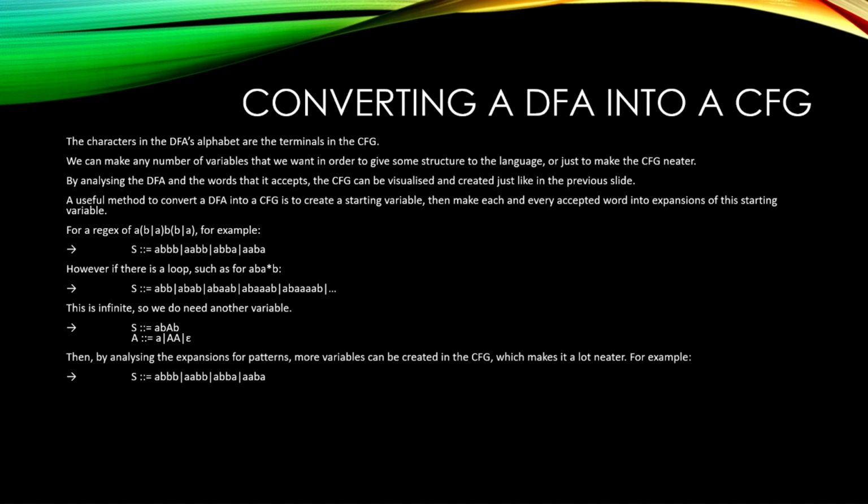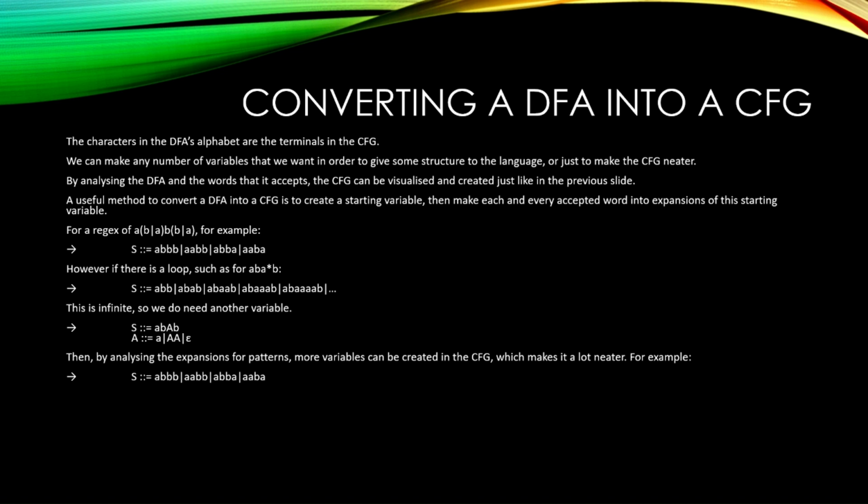So then, if we were to say the first rejects, we had A, B or A, B, B or A, we could analyze the expansions or the rejects for patterns. And then these patterns can be put into more variables. This is similar to what we did with the A star just now. So there could be a pattern of an infinite number of A's. So we could put that into a new variable, so variable A.